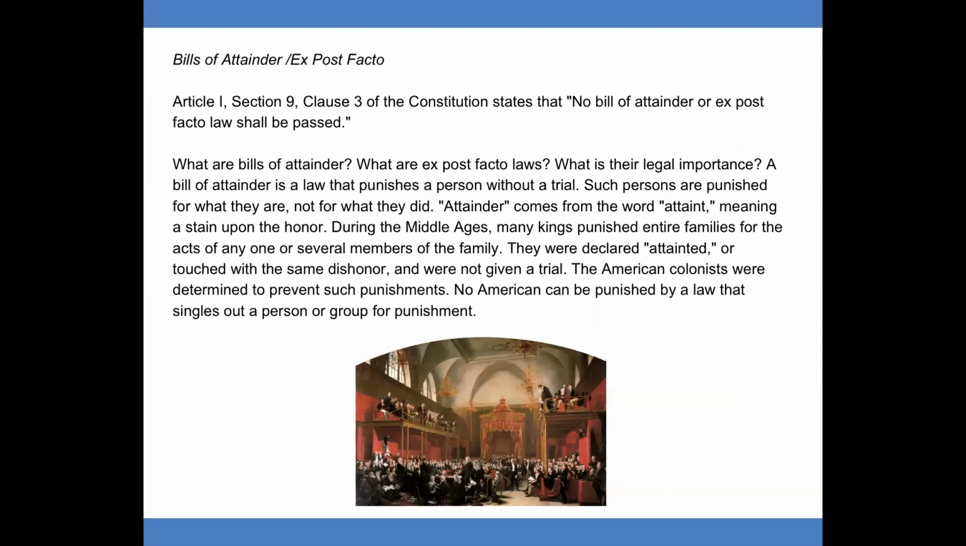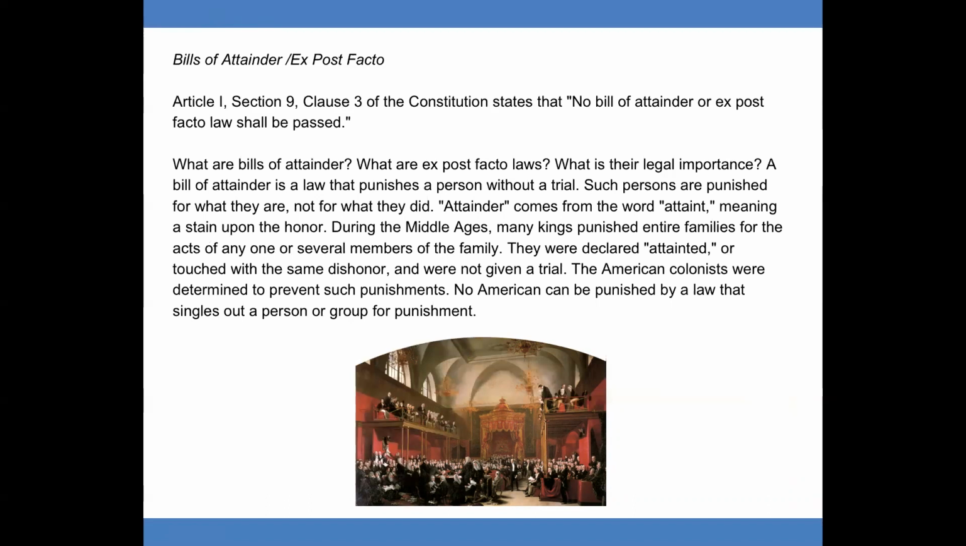Bills of attainder, ex post facto. Article 1, Section 9, Clause 3 of the Constitution states that no bill of attainder or ex post facto shall be passed. What are bills of attainder? What are ex post facto laws? What is their legal importance?